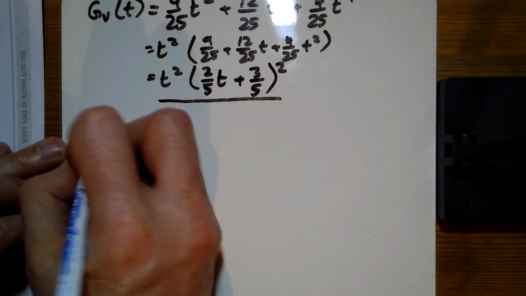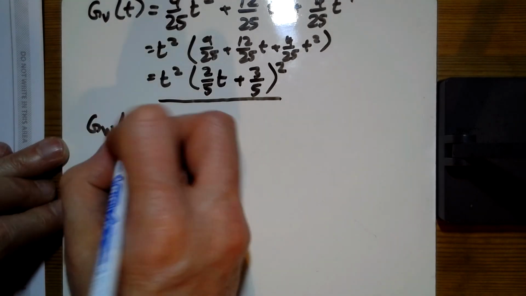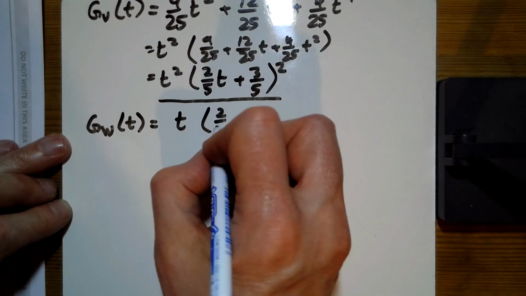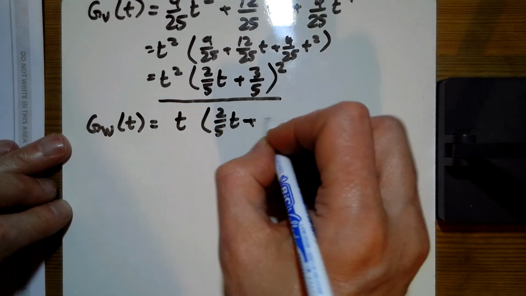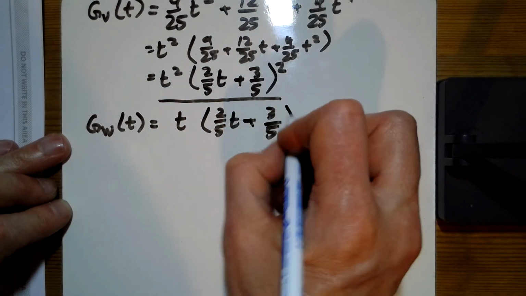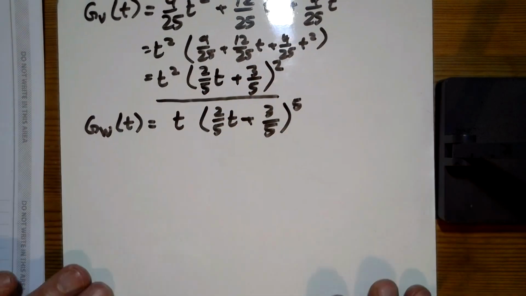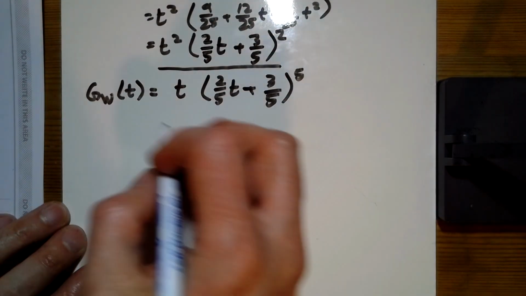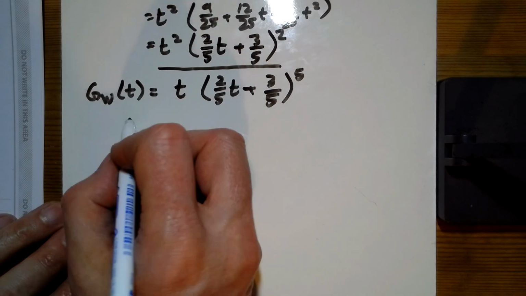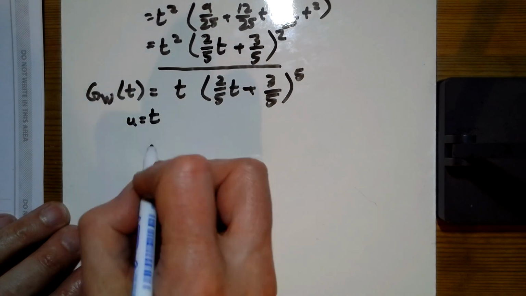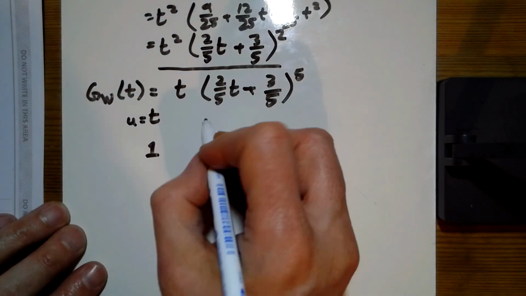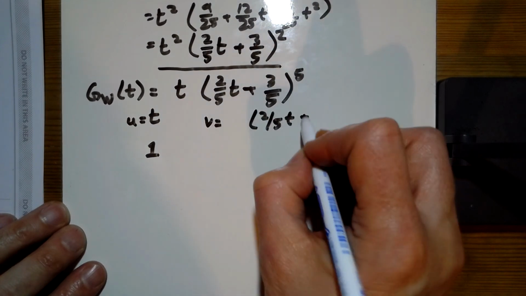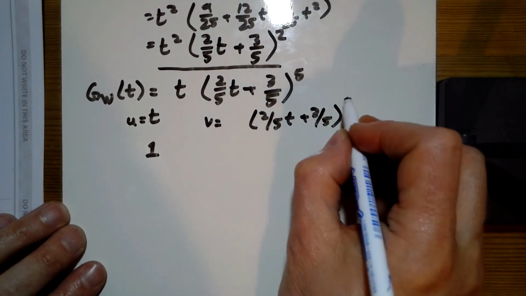Now, the second one, we've got G_W of t, and they've given this as t times by a very similar one, 2/5 t plus 3/5, this time all to the power of 5. And we're going to do loads of core maths on this, loads of pure maths. We're going to try and differentiate this. So we're looking at a product rule. The first bit being t, just differentiating to give 1, and the second bit being 2/5 t plus 3/5 all to the power of 5.